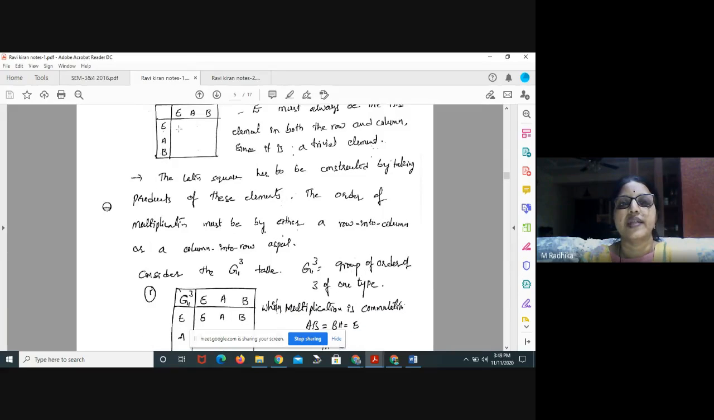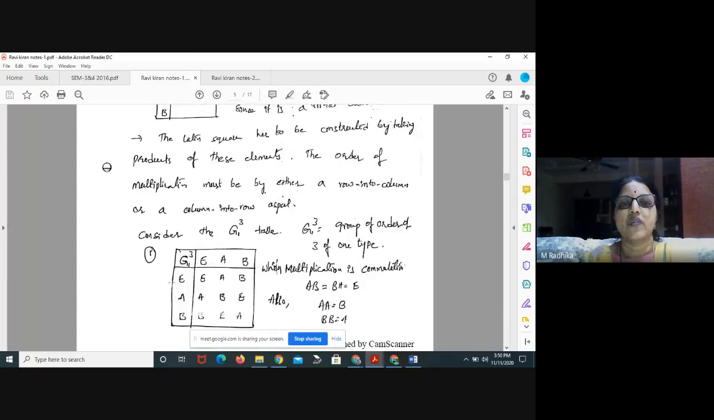Now we will see what are the products. If I take this example, one of the point groups here is having three elements. So the order of the group is 3. What are the elements? E, A and B. The same thing I have to write in a column, E, A and B.